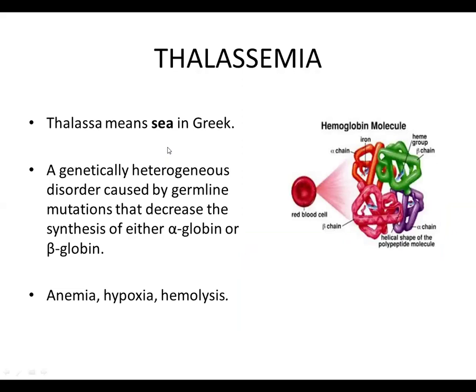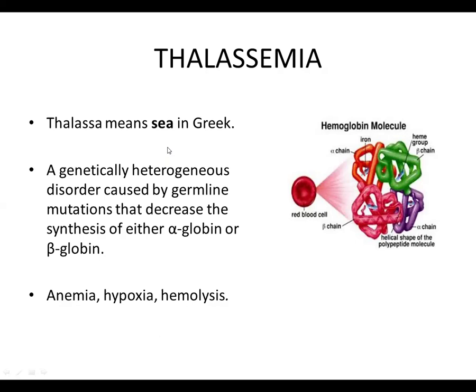The word thalassemia has been derived from the Greek language. Thalassa means sea in Greek, and emia means blood. Because this disease was first observed in the blood of individuals living around the Mediterranean Sea, it has been named thalassemia. This is a genetically heterogeneous disorder caused by germline mutations, and these mutations decrease the synthesis of either the alpha globin chain or the beta globin chain.